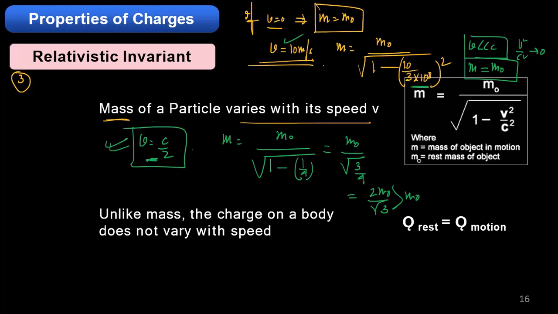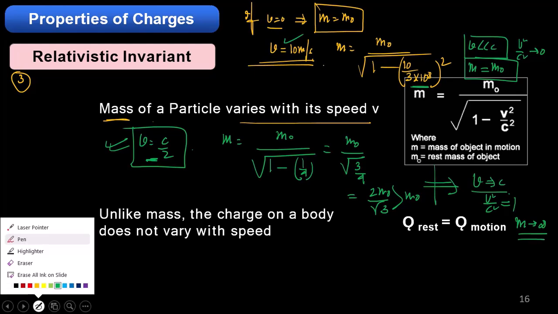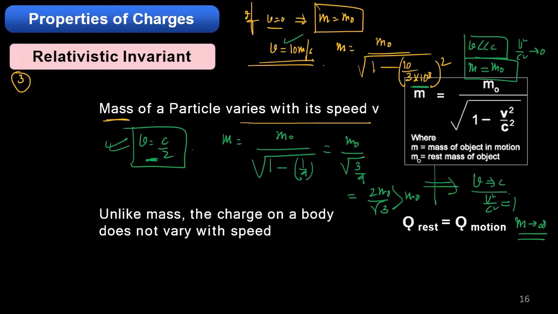Now in this situation, if I take a hypothetical particle moving with a velocity almost equal to c, then v square by c square tends to 1. Then the denominator becomes 0, which means m tends to infinity. That means if a particle is moving very close to the speed of light, its mass becomes infinitely high, which is impractical and not possible. So no particle can move with a very high speed close to light.